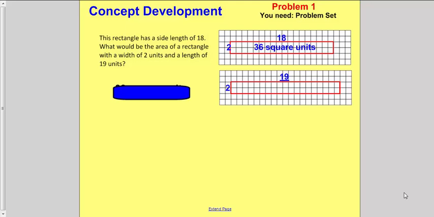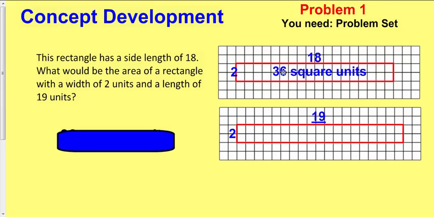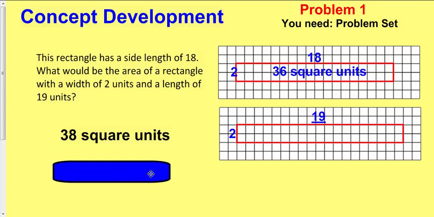You'll notice that this rectangle has a side length of 18. I'm going to make this just a little bit bigger so that we can see it a little bit better. So you can see that this rectangle has an area of 36 square units. It has a length of 18 and a length of 2. So if I go up 1 from 18 to 19, what would happen to the area? What would be the area of this rectangle? If you did 19 times 2, you would find that the area of this rectangle is 38 square units. So I went from 36 to 38, but I went from 18 to 19.